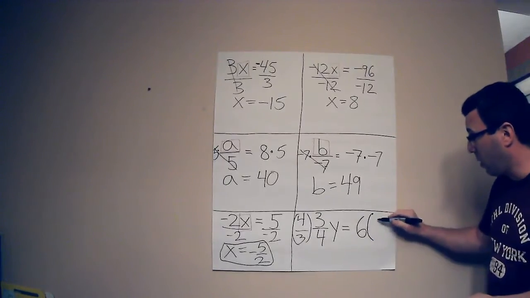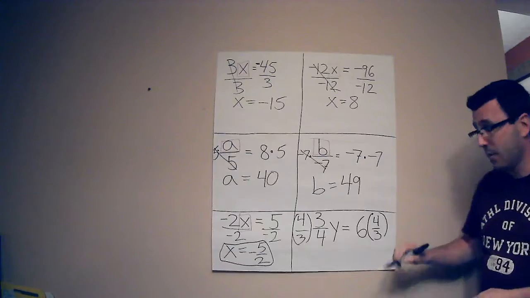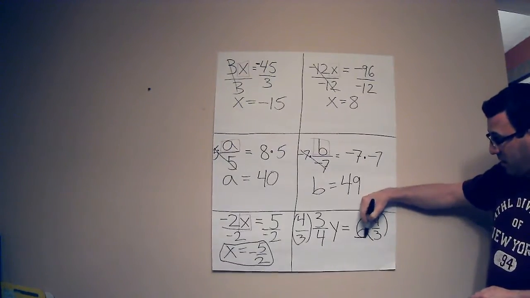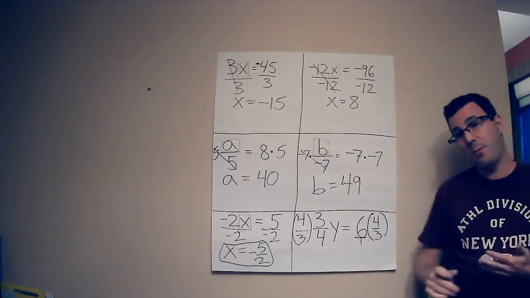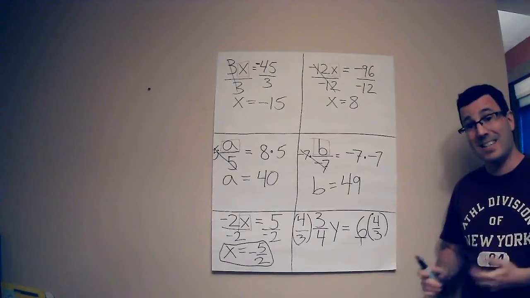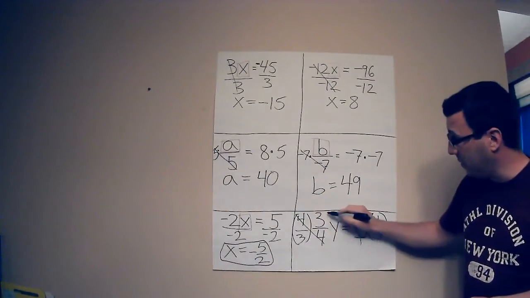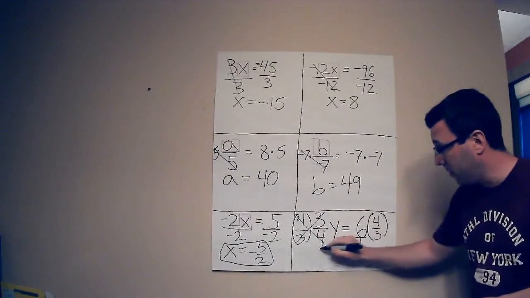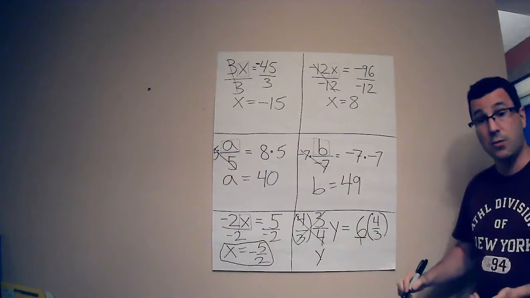So I'm going to go and put 4 over 3 here. And I'm going to do a little thing. I'm going to put a little over 1 here. Because if I have a whole number, I have to remember as a fraction that's over 1. So I can write this 6 as 6 over 1. So these 4's cancel out. Those 3's cancel out. All that's left on the left-hand side is y.